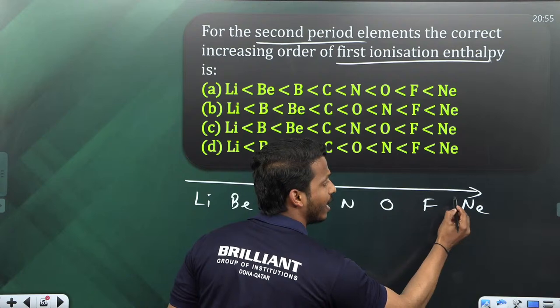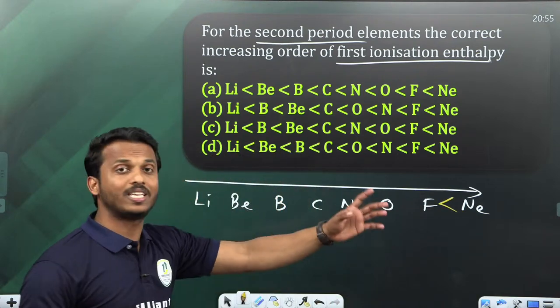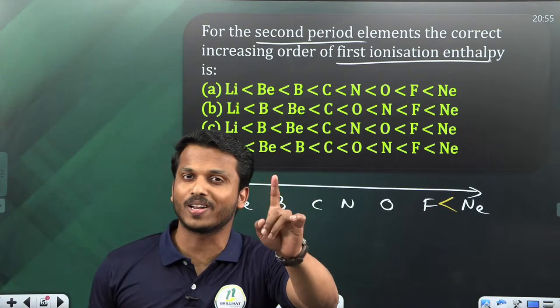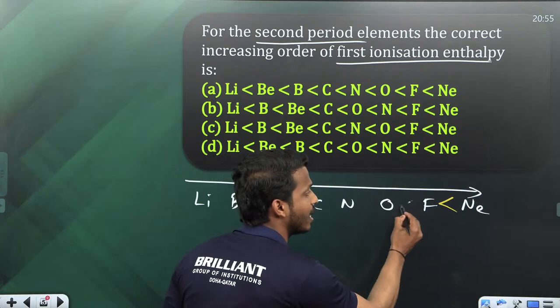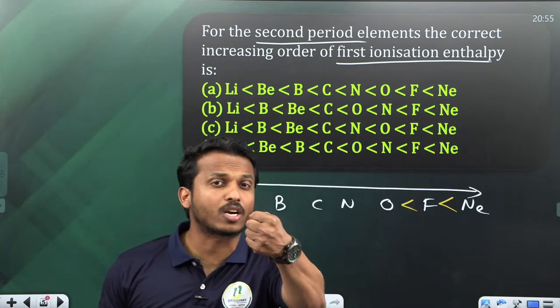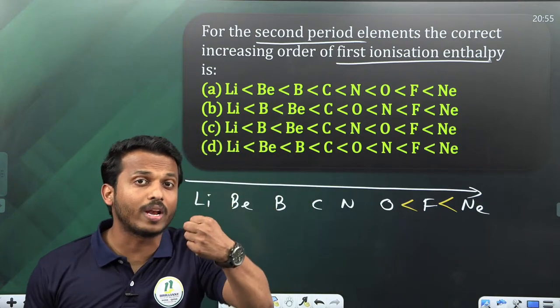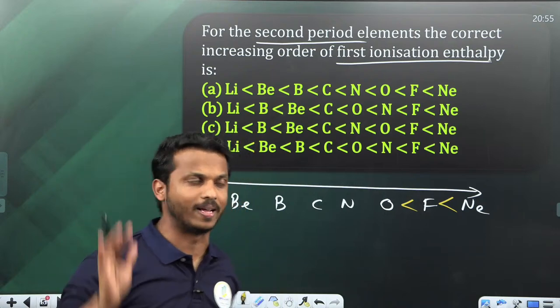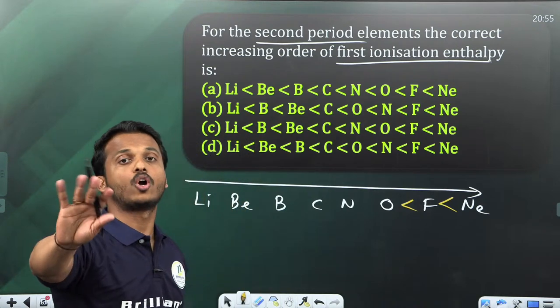Neon has the greatest one, no doubt, because neon is a noble gas and it is very hard to remove an electron. Then we can say fluorine. Yes, fluorine is the most electronegative element. From an electronegative element, removal of an electron is harder. But the next one is not oxygen.